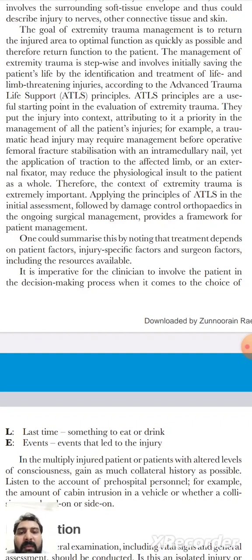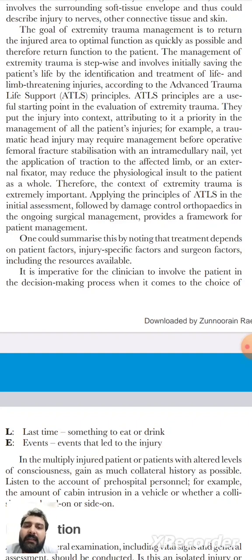With traction, the femur fracture ends will become immobilized and we can operate for the head injury. And when the patient becomes stabilized, later on we can put the intramedullary nail in the femur. That is the definitive treatment for the femur. Therefore, the context of extremity trauma is extremely important. Applying the principles of ATLS in the initial assessment, followed by damage control orthopedics in the ongoing surgical management, provides a framework for the patient's management. So this is the framework for patient management.